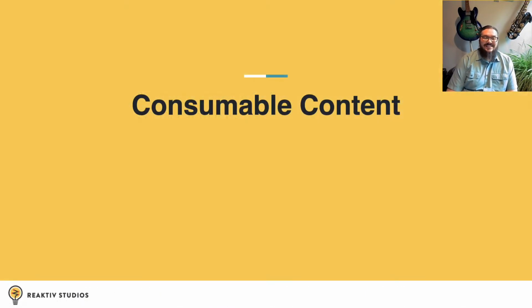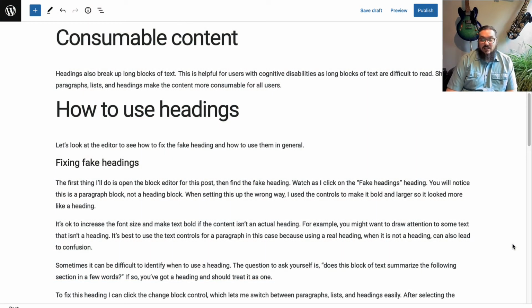Consumable content. Headings also break up long blocks of text. This is helpful for users with cognitive disabilities, as long blocks of text are difficult to read. Shorter paragraphs, lists, and headings make the content more consumable for all users.